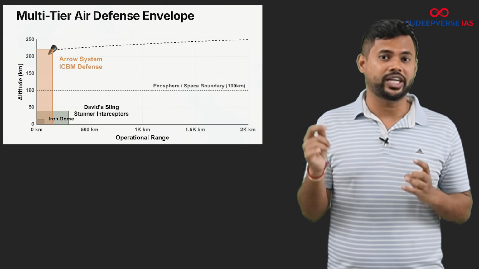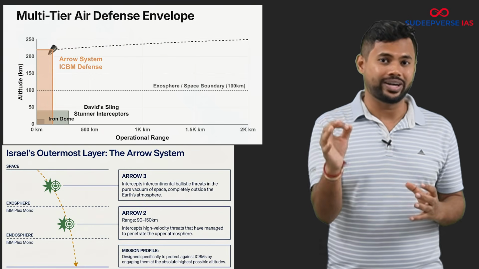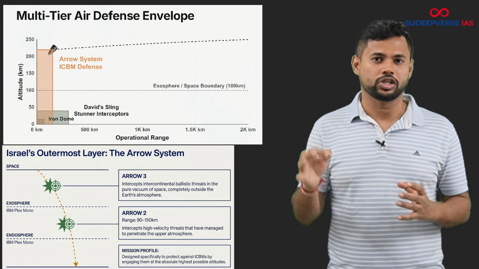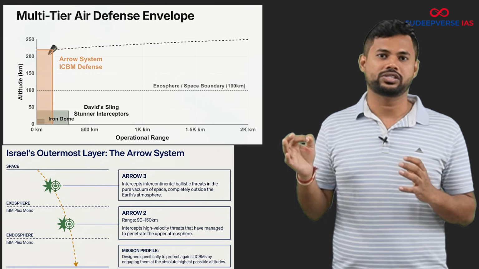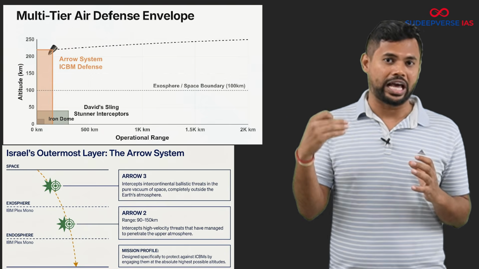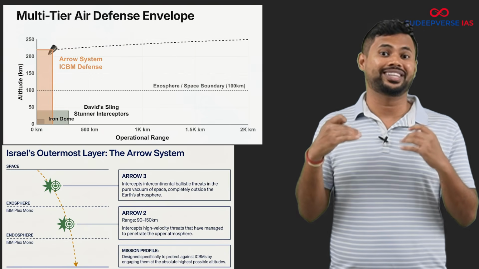The long range is dominated by the Arrow system. Remember that this Arrow system is the outermost layer of Israel that protects Israel from incoming ballistic missiles. So the Arrow system is designed to protect Israel from intercontinental ballistic missiles. Now in this Arrow system you have Arrow 2 and Arrow 3. Arrow 2 is basically protecting the endosphere of Israel. Arrow 3 is protecting the exosphere.